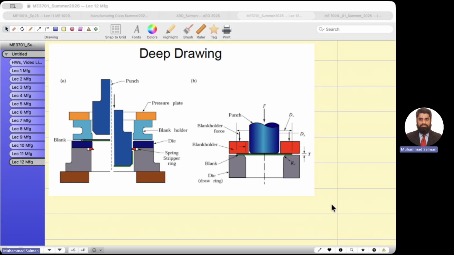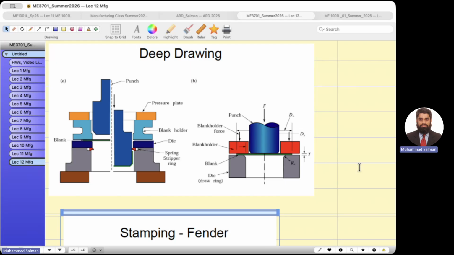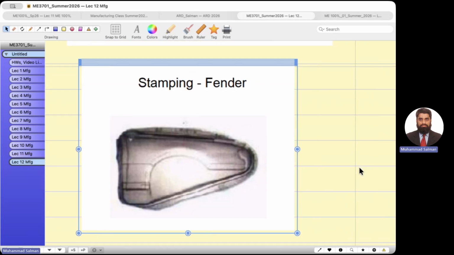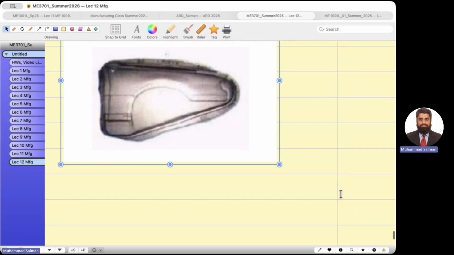This is the car fender. You see, the major car processes, the body of the car, is all sheet metal working. These are the big punches, and the shapes are adopted according to the die.